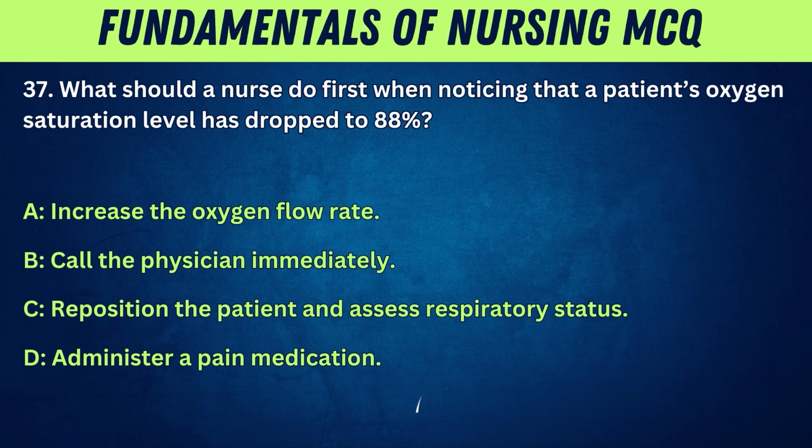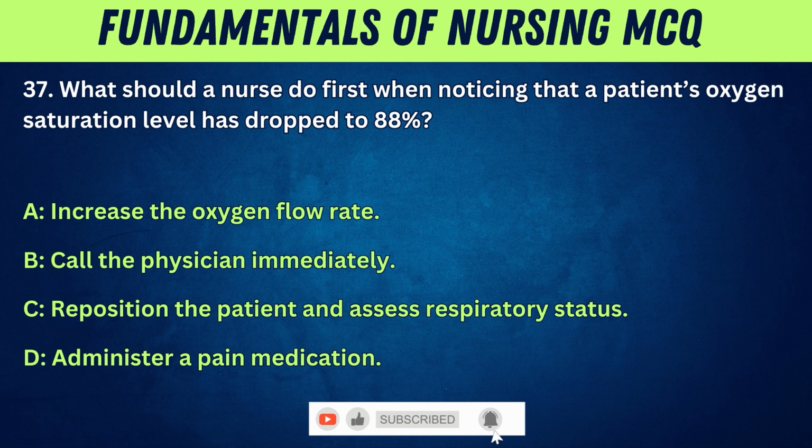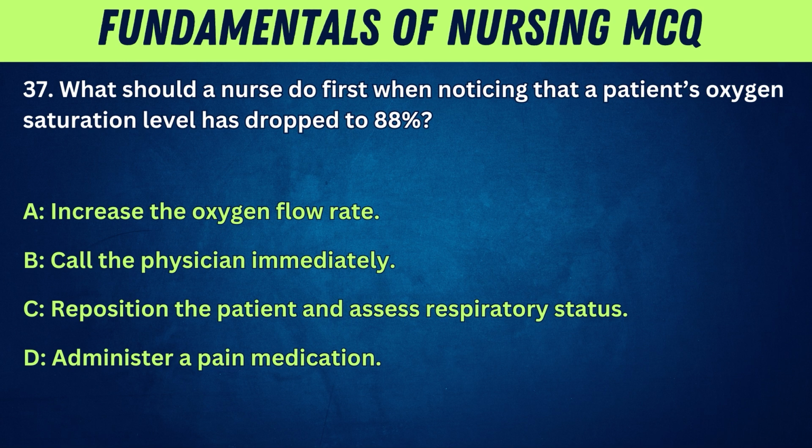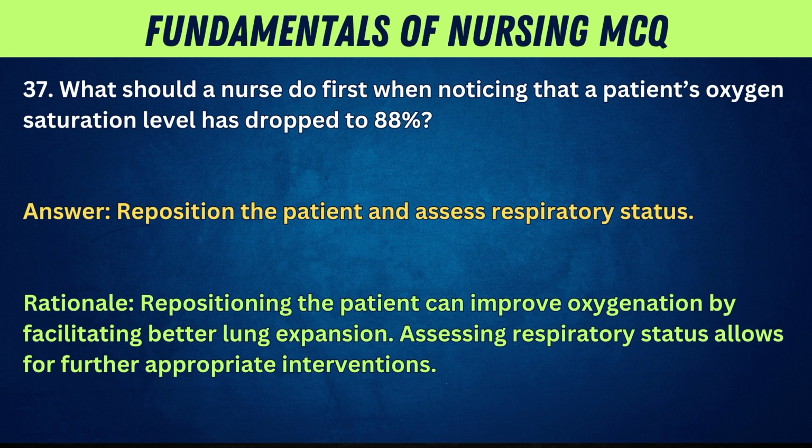37. What should a nurse do first when noticing that a patient's oxygen saturation level has dropped to 88%? A. Increase the oxygen flow rate. B. Call the physician immediately. C. Reposition the patient and assess respiratory status. D. Administer a pain medication. Answer: Reposition the patient and assess respiratory status. Rationale: Repositioning the patient can improve oxygenation by facilitating better lung expansion. Assessing respiratory status allows for further appropriate interventions.